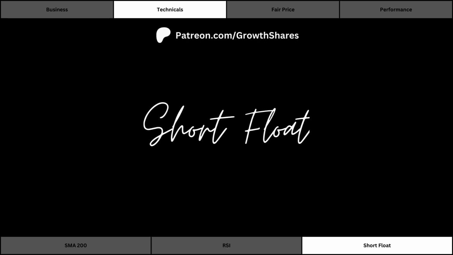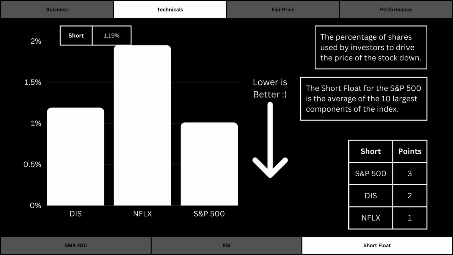Short float. This is the percentage of shares used by investors to drive the price of the stock down. For the S&P 500, we use the average of the 10 largest components of the index. Ideally, we want this percentage to be low.